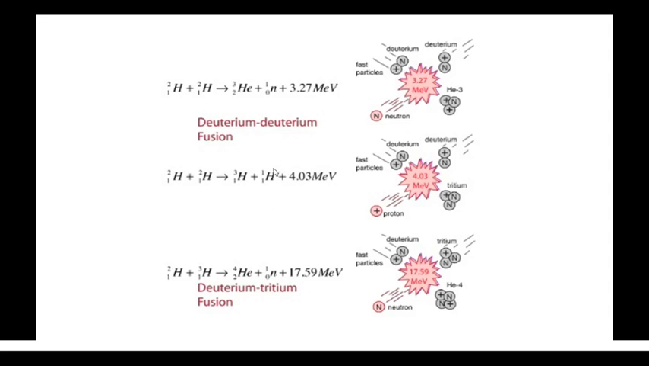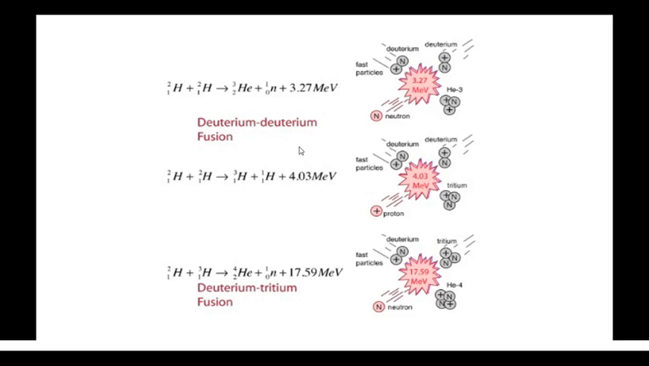So these are the DD reactions in which, in the first reaction, two deuterium nuclei fuse to form a helium nucleus, a neutron and energy. And in the second way, the two deuterons fuse together to form a tritium, a proton and energy. So both these DD reactions have about equal probabilities.